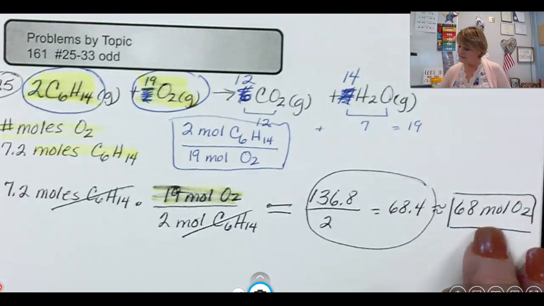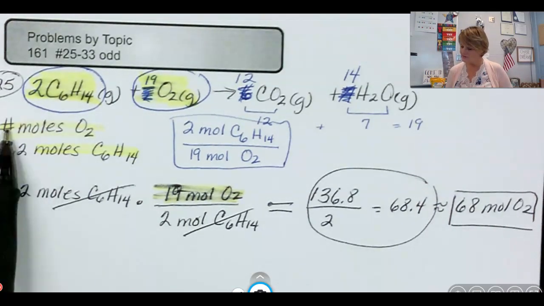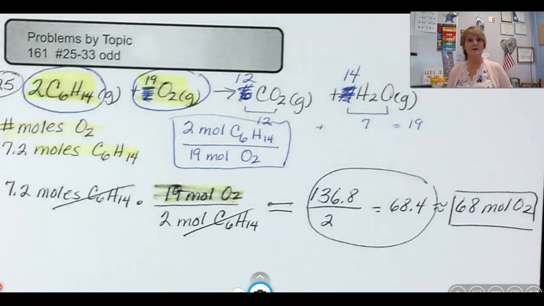Okay, do be sure you label your final answer. It is moles of oxygen. So just make sure you got your final answer correct. The question was, what's the number of moles of oxygen? Moles of oxygen. I look like I've got it down.